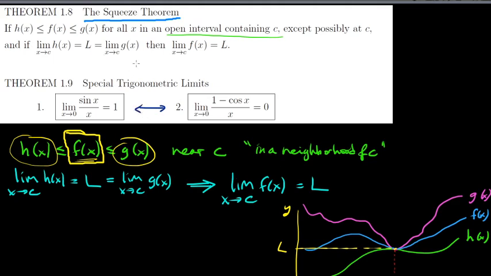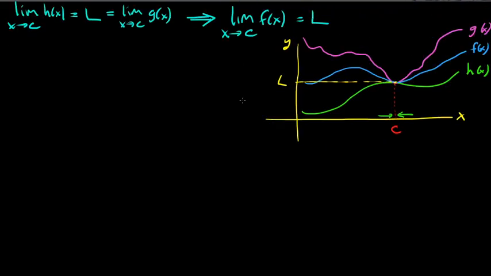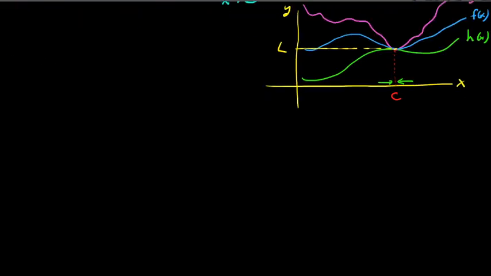But I'm not going to prove these, not using the squeeze theorem. These are just two limits that you should know by heart because they're going to be needed later on. They're just going to come up again. So I'll write them down again. The first one is that the limit as x approaches 0 of sine of x divided by x is 1.